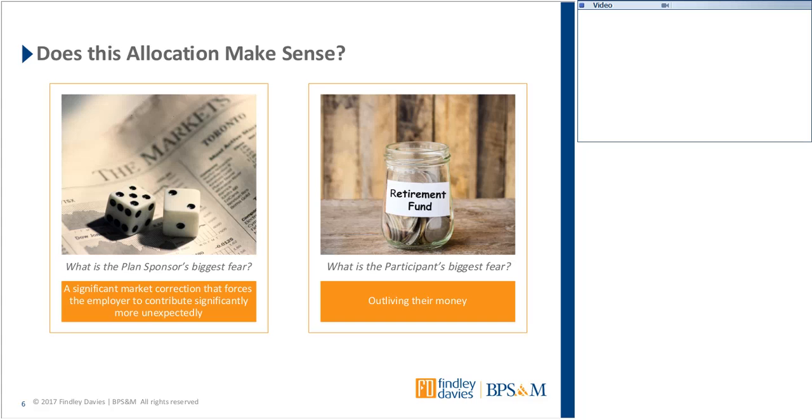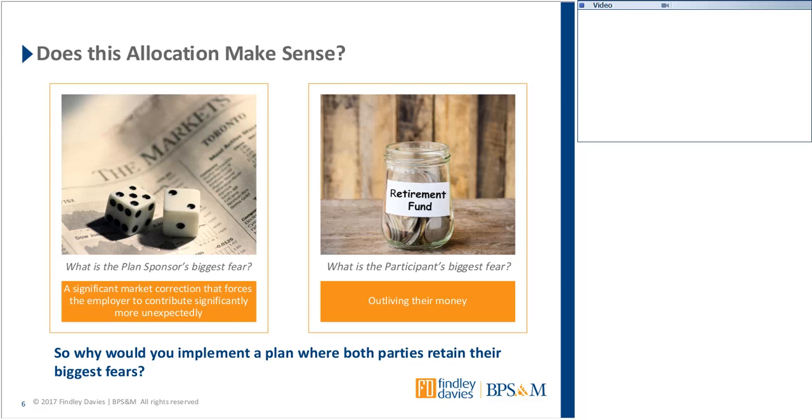From the participant side, their biggest fear, if you look at any number of surveys, the number one fear is outliving their money. So with a cash balance plan, that participant is taking their money at retirement and then they have to manage it for the remainder of their lifetime. So this bears the question of why would you implement a plan where both sides, the plan sponsor and the participants, are retaining their biggest fears? And is there a better way to design a hybrid retirement plan?